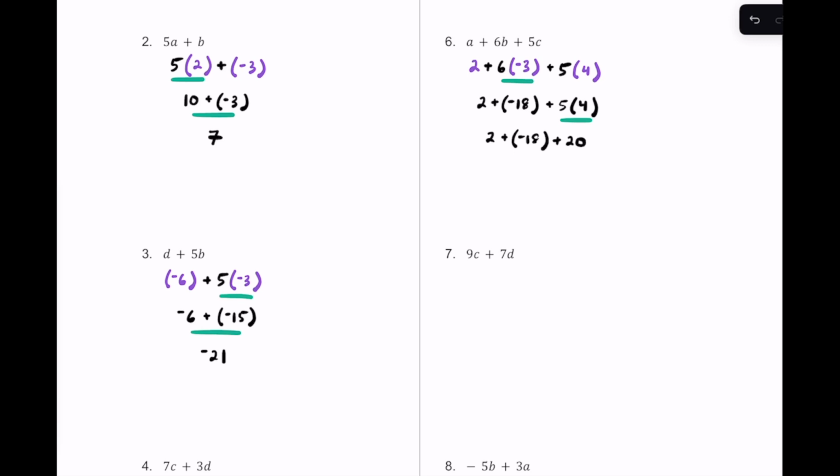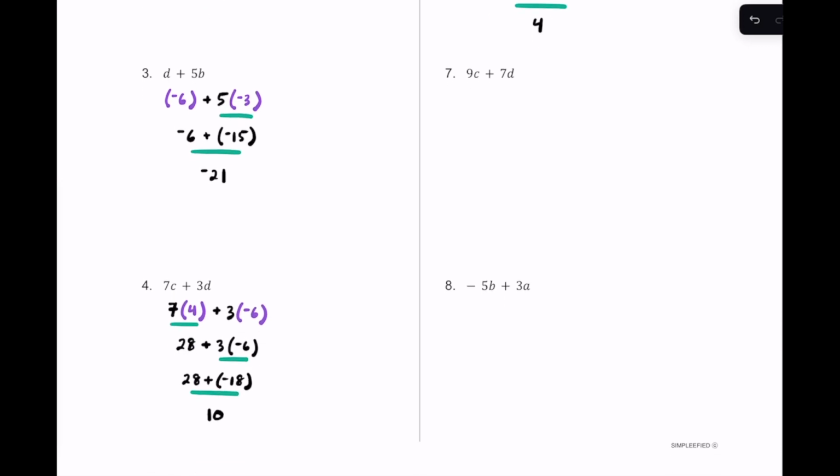We have 2 addition problems. So if they're tied, we're going to go from left to right. 2 plus negative 18, that's going to be negative 16. So negative 16 plus 20. And then if you do negative 16 plus 20, that's the same thing as 20 minus 16, and that's equal to 4. For number 7, we have 9c plus 7d.